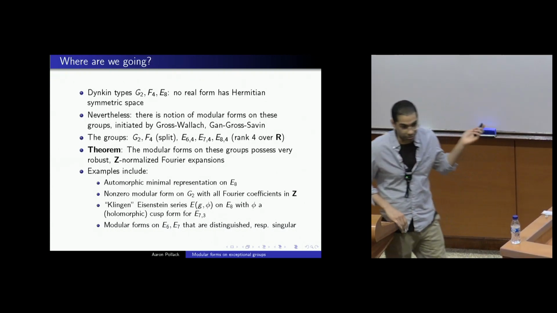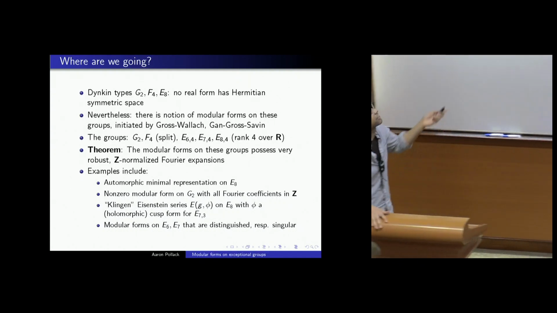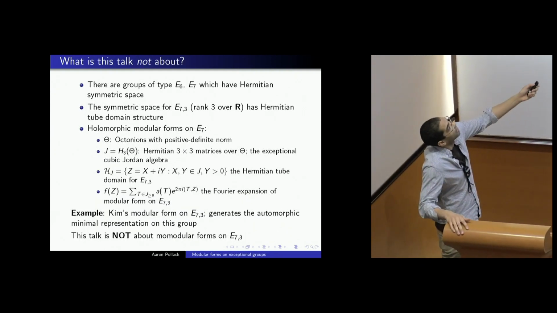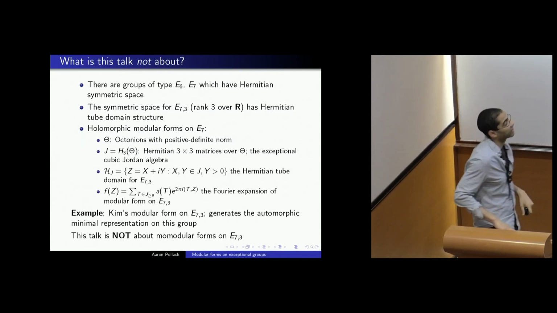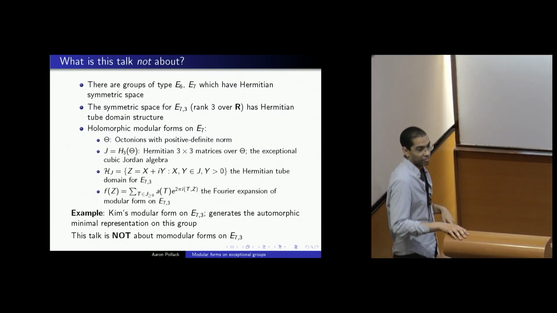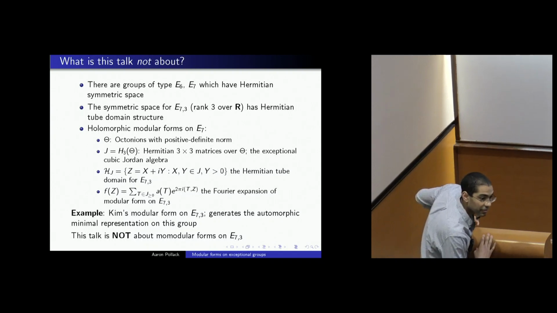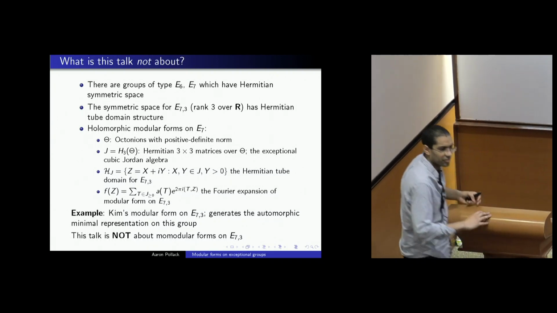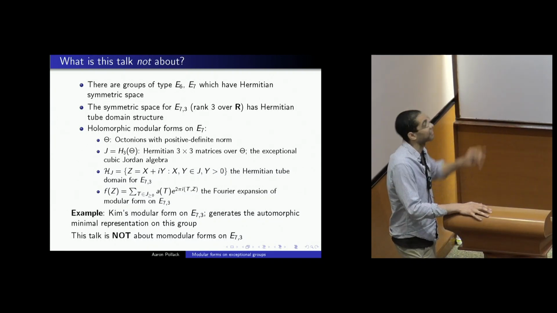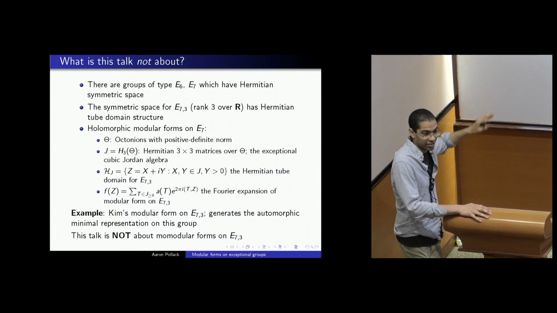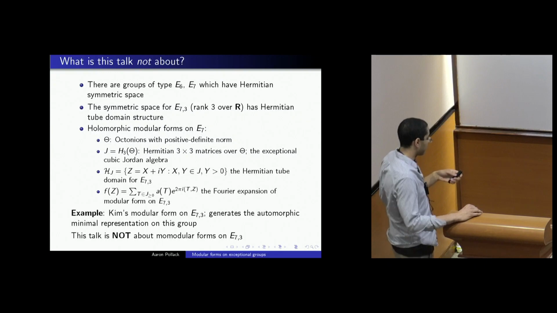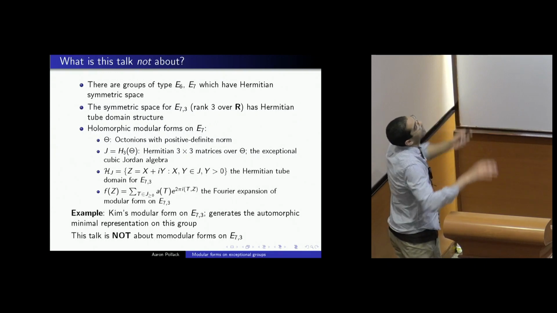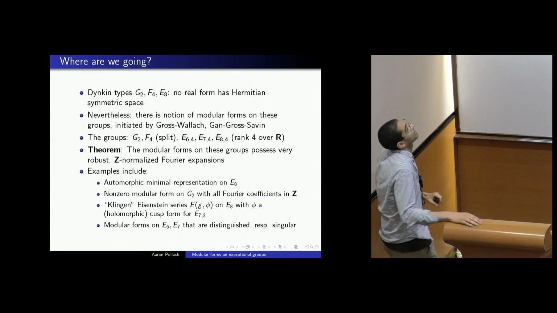There's also, you mean the Hermitian structure? Yeah. So E6 also has a real form for which the symmetric space has Hermitian structure, yeah. Sorry, what did you say? That the symmetric space has Hermitian structure? Yeah, of course. So in E6, it doesn't have a tube structure, but anyway. So the talk is not about that.